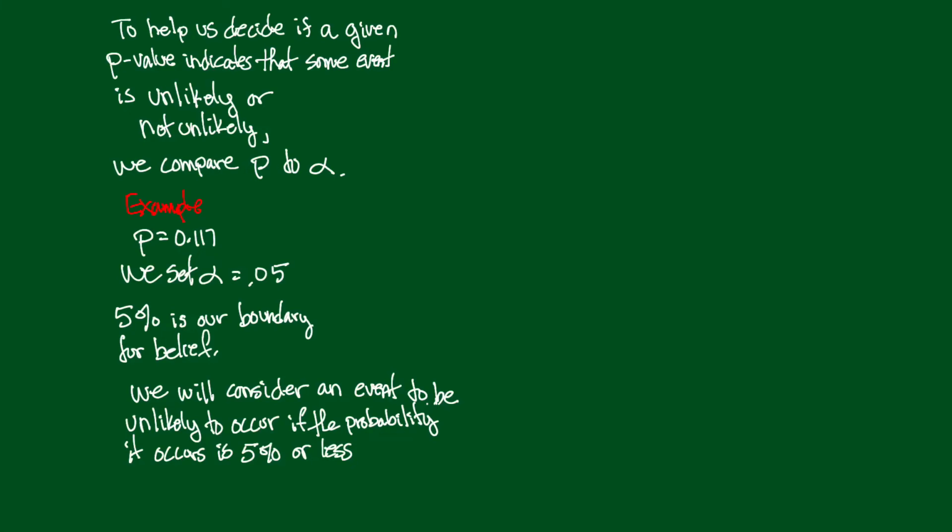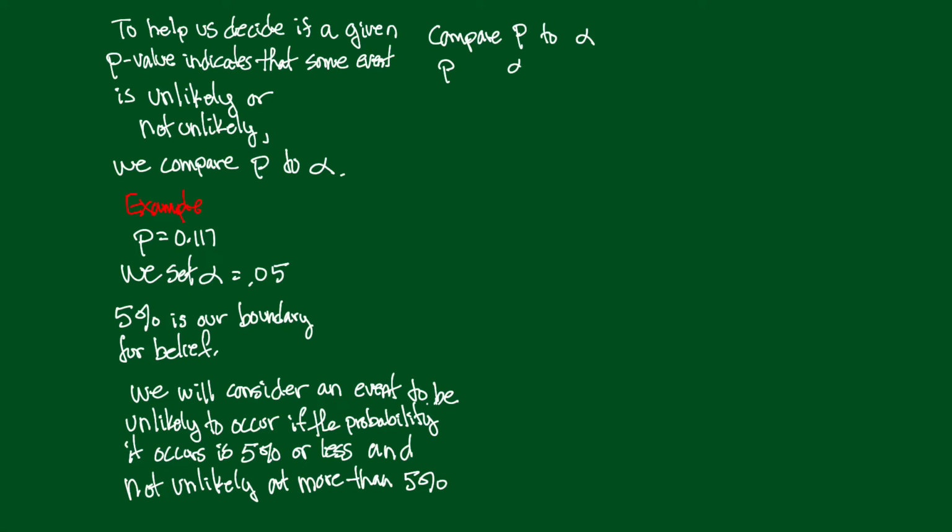So if there is only a 5% chance that some event can occur, we're going to consider that event to be unlikely. But if it can occur more than 5% of the time, we'll say it's not unlikely. So let's compare p to alpha. I like to do this by drawing a little table. So here's my p and alpha. Now the p is 0.117, alpha is 0.05, and we can all see that 11.7% is greater than 5%. So our p-value is greater than the alpha value.